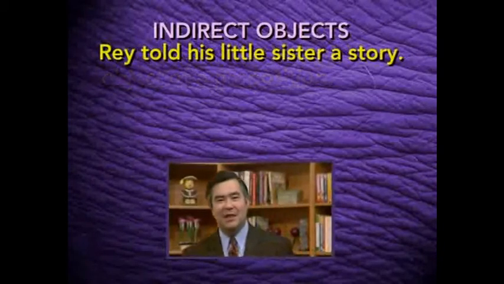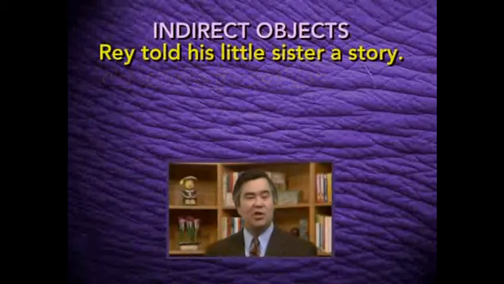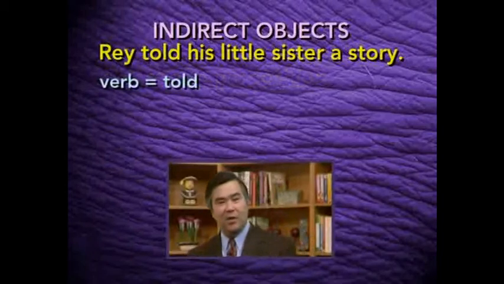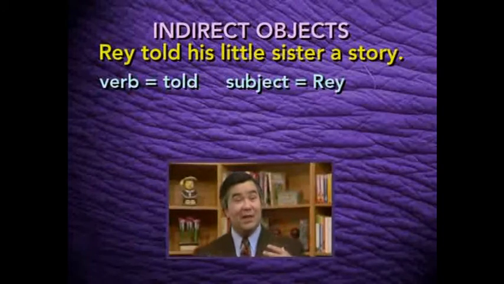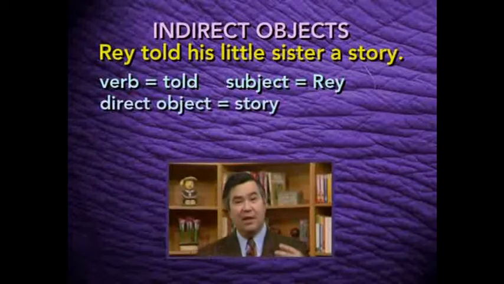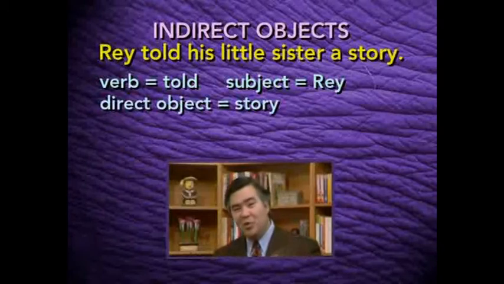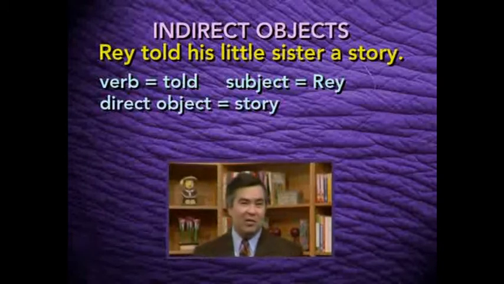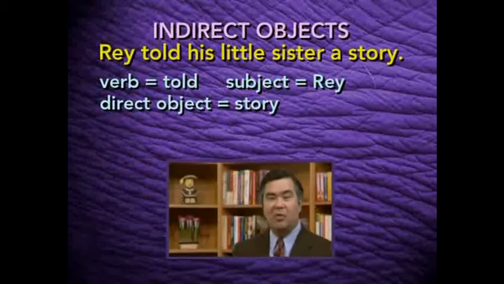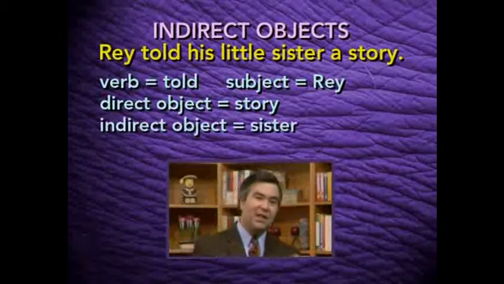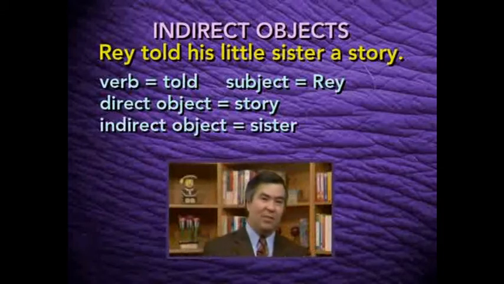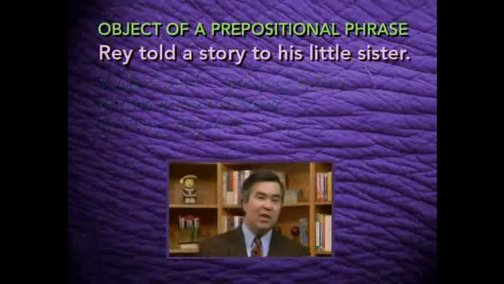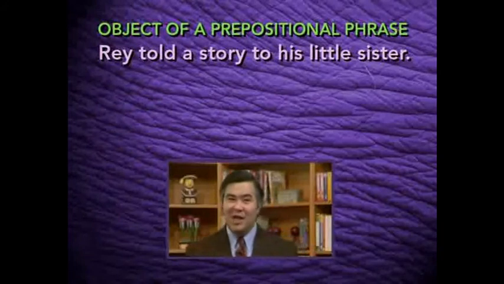Look at this sentence. Ray told his little sister a story. The verb is told, the subject is Ray. The direct object, that is, what did Ray tell, is story. That's what Ray told. Now, to whom did he tell the story? Answer, sister, his little sister more specifically. So sister is the indirect object, and it's placed just where it is supposed to be, between the verb and the direct object. Now, here's another sentence that says the same thing, but doesn't contain an indirect object.